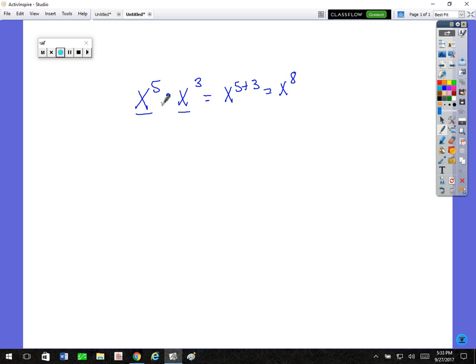You guys are doing really well with that. But I want to look at something that we talked about in class today. What if I have 6 to the second times 6 to the fourth? If I look at that same concept, I have the same bases. My bases are 6, so I'm going to keep my base and add my exponents.